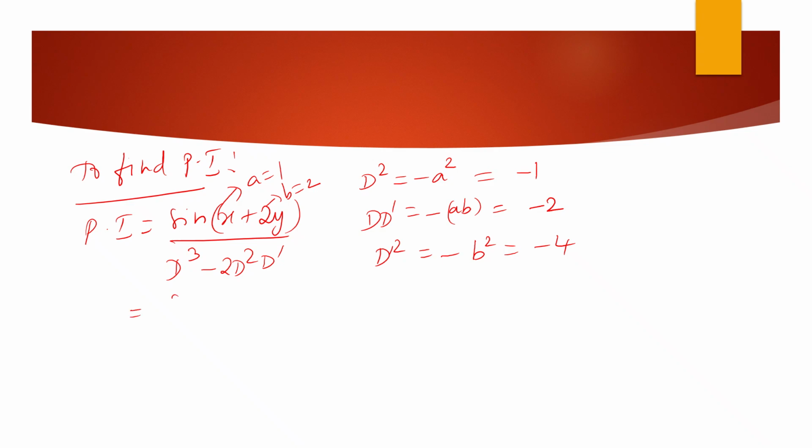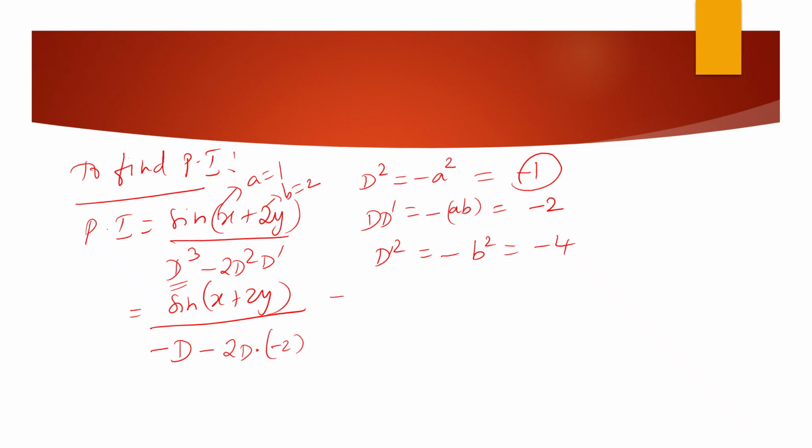So in the first term, sine of x plus 2y, I can write this d cube as d into d square. Then I can give the substitution for d square as minus 1. So the first term becomes minus d, then minus. Here I have two options. Either I can give the substitution for d square, or else I can give the substitution for d dash. If I'm giving the substitution for d dash, then I'll be having minus 2d into d dash, which is replaced by minus 2.